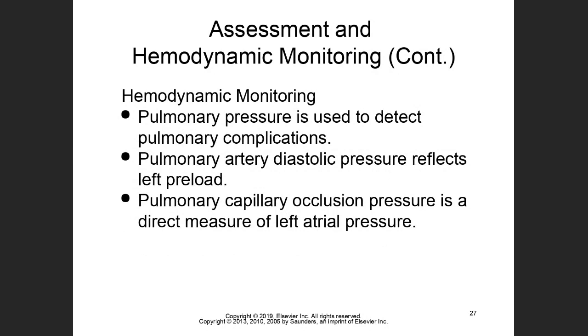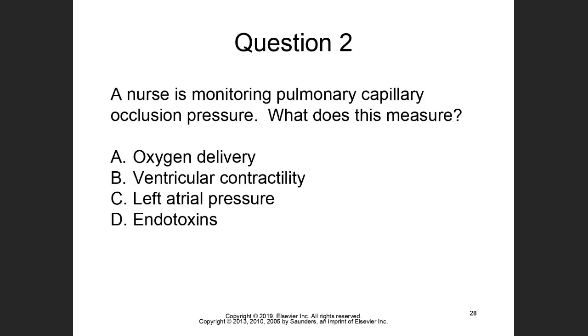Hemodynamic monitoring, also we have pulmonary pressure, which is used to detect pulmonary complications. Pulmonary arterial diastolic pressure reflects left preload. Pulmonary capillary occlusion pressure is a direct measurement of the left atrial pressure. With all those measurements, you know what the type of shock is. You don't have to know that, but there are some tables, and with all those measurements you know if the shock is cardiogenic, septic, and so on.